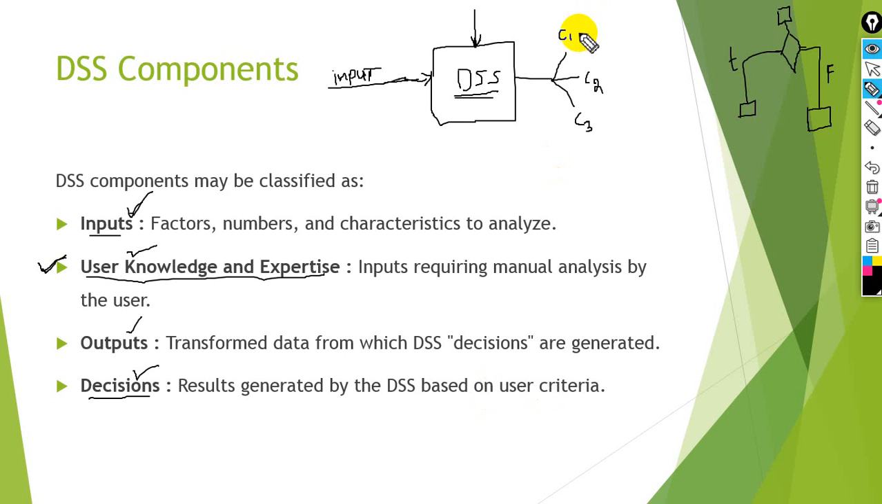So now we have different outputs, different choices. Any one of the choices, if you want to select, for example, I am selecting this choice. So now it means that we select this choice for our problem solution. So now this is our decision.